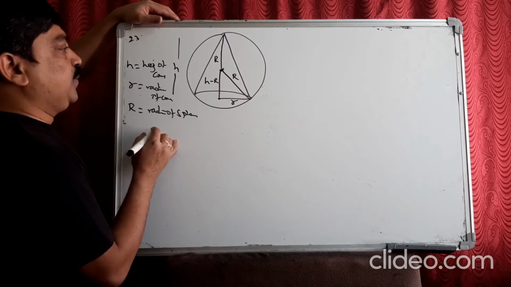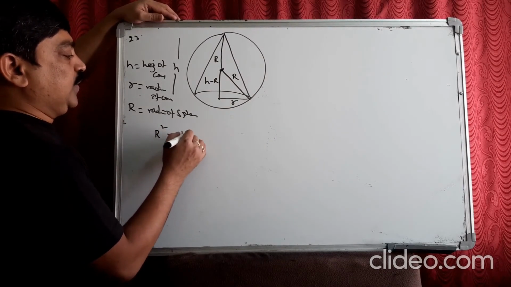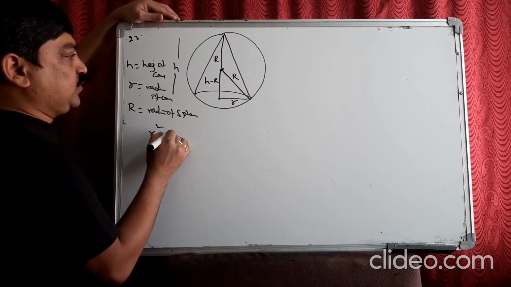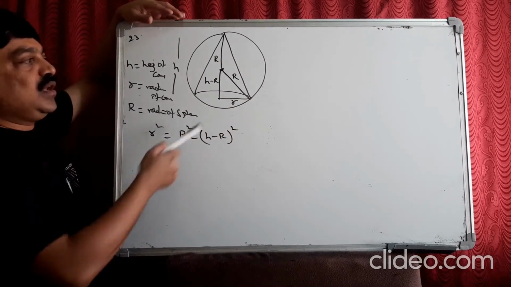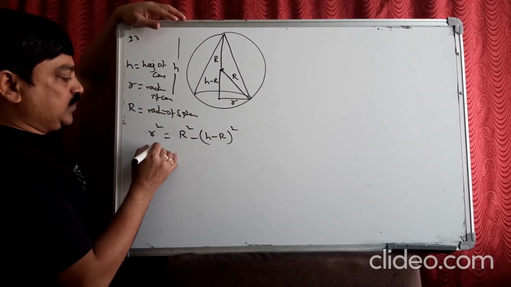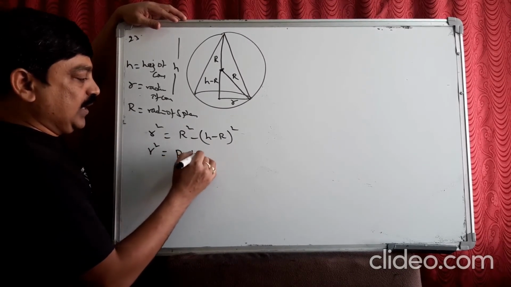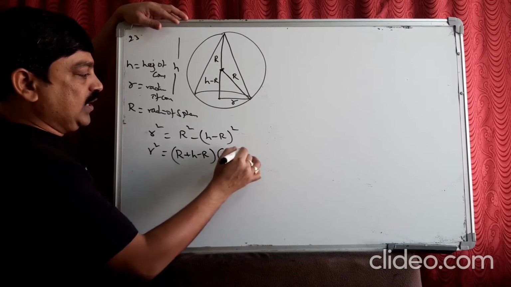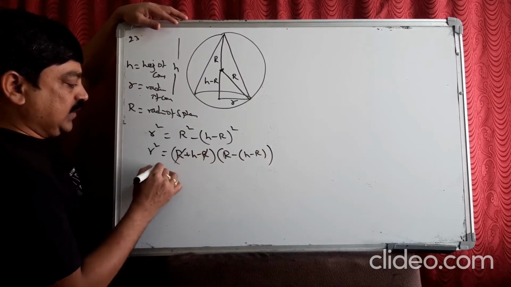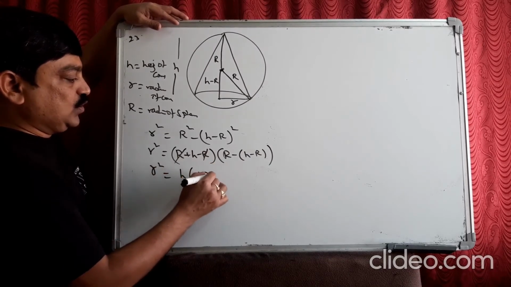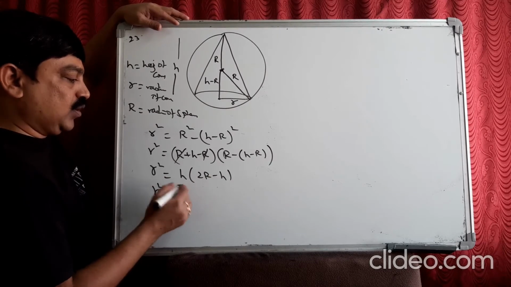So R square is equal to r square plus (h minus R) whole square, or otherwise I do it like that: r square equals R square minus (h minus R) square. Both capital R's will be on one side. This is the hypotenuse. Now it looks like a square minus b square, so a plus b into a minus b. Be careful with the brackets. R gets cancelled. r square equals h into 2R minus h. You can send it inside or otherwise leave it like that.